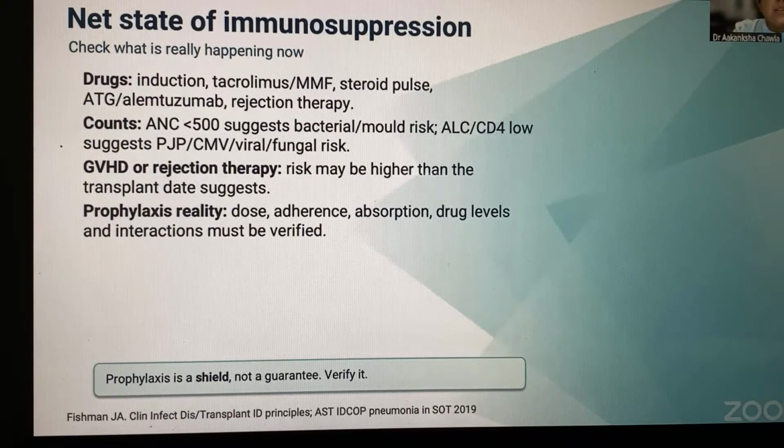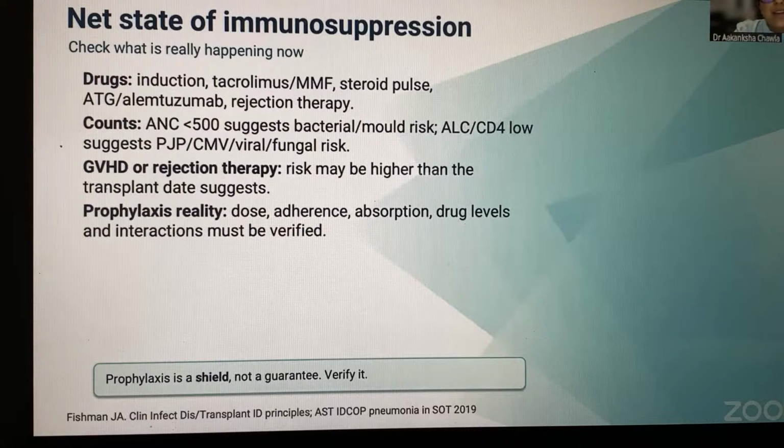Then there's a thing called the net state of immunosuppression. What is the net effect of the immunosuppression, which would include drugs that the patient has been on, any induction therapy, patient on immunosuppressives, tacrolimus, MMF, any pulse steroid use, any ATG use, how are the counts, how is the absolute neutrophil count, which could suggest a count less than 500 could pose a higher risk of bacterial or mold infection. Then an absolute lymphocyte or CD4 count low would suggest more of opportunistic pneumocystis, CMV, and even viral or fungal risk. Graft versus host disease or rejection therapy, the risk may be higher than the transplant date.